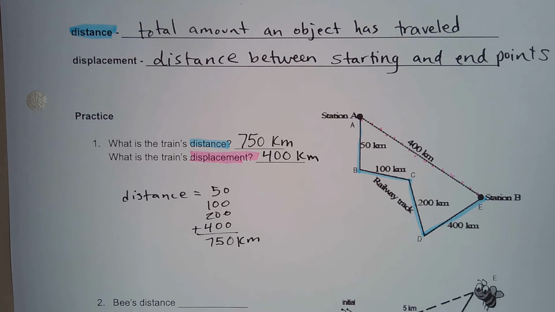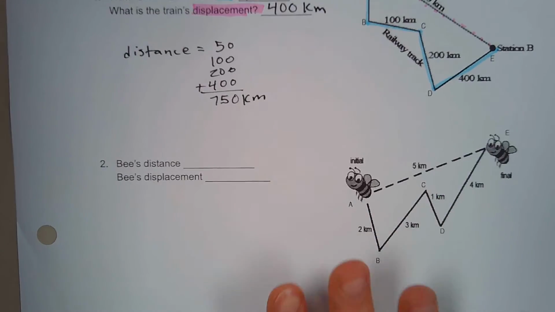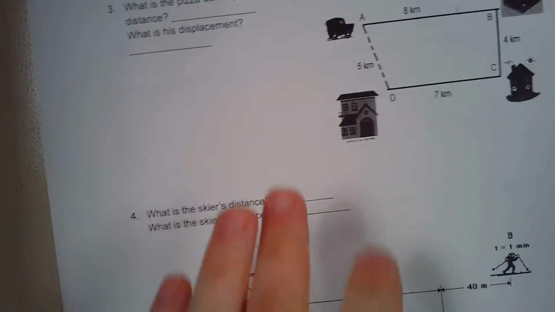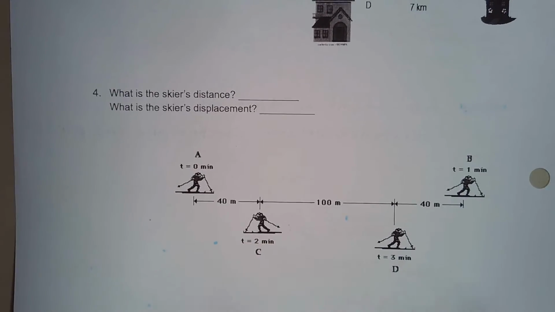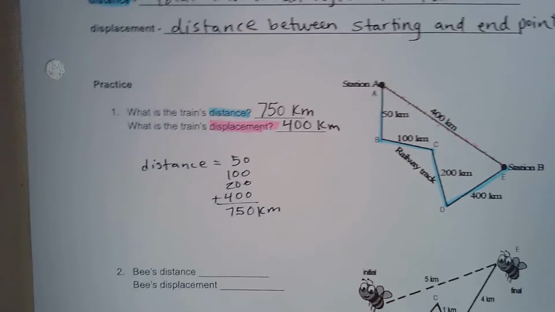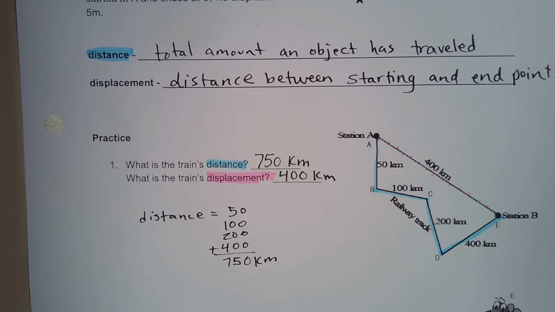So pause the video and then you can go on and check to see. Pause the video, try to do numbers 2, 3, and 4. It is very tricky, but try to do it, and then you can continue the video to watch the answers.